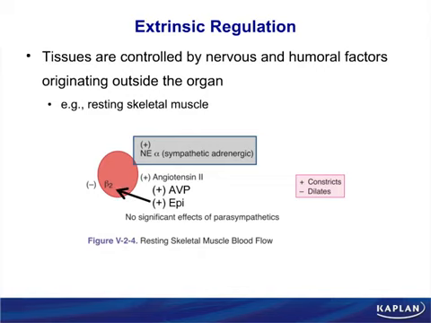Don't forget though, very, very high yield for Step 1, a big important point. Epi can also vasodilate by binding to the beta 2 receptor, Gs, cyclic AMP. So epi can cause vasodilation via beta 2 receptors. And it turns out that skeletal muscle has quite a few beta 2 receptors. So we can see significant increases in flow at a low dose of epi via the beta 2 vascular receptor.